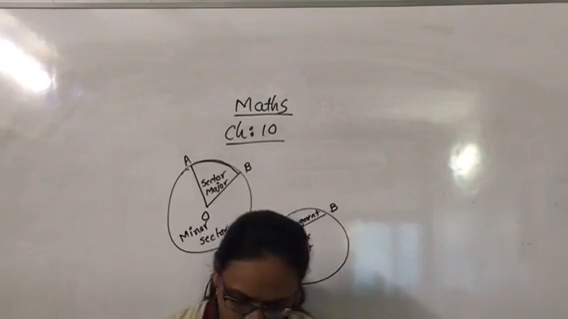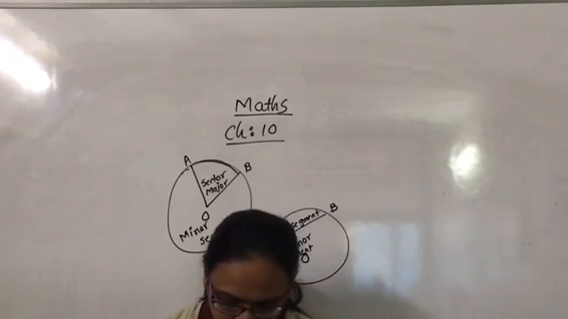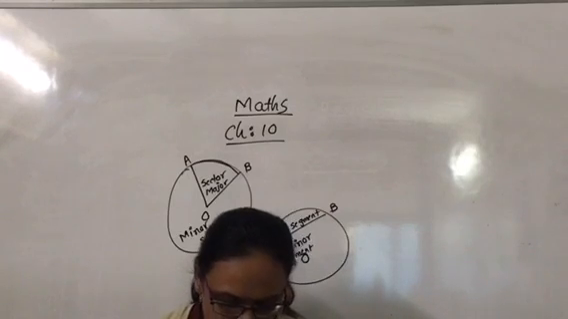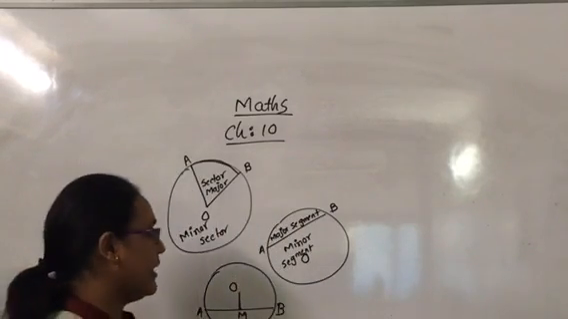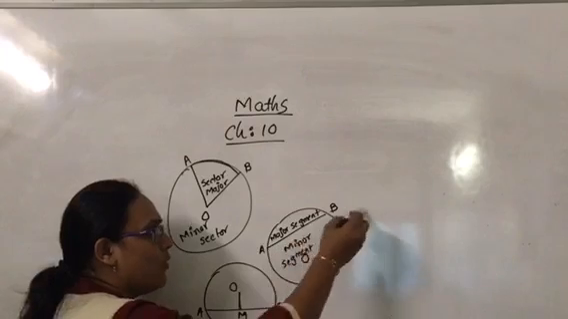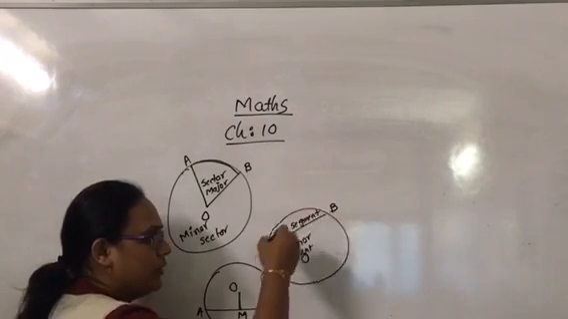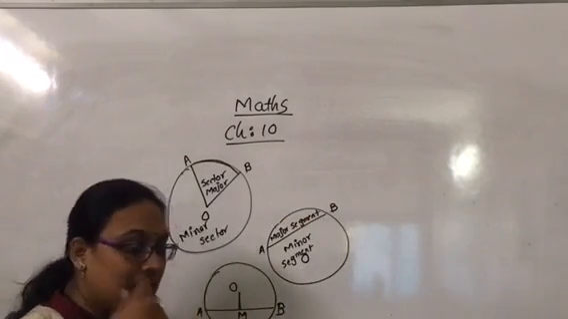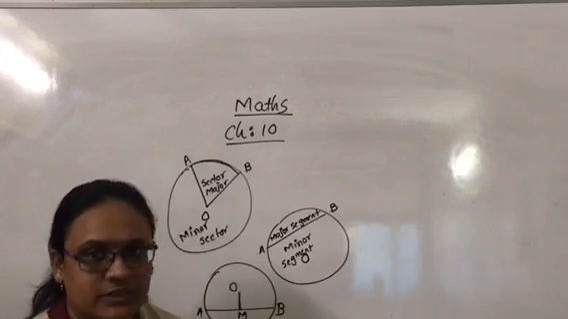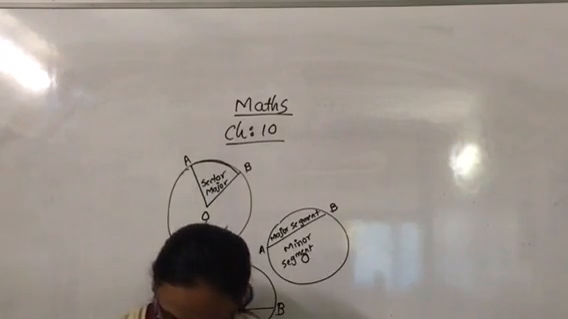If you take 2 points P and Q on a circle, then the line segment PQ is called a chord of the circle. As I say, if you have 2 points and you join those 2 points with a line segment, they form a chord.